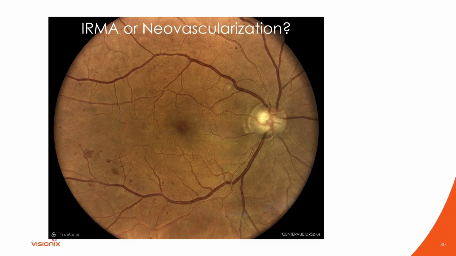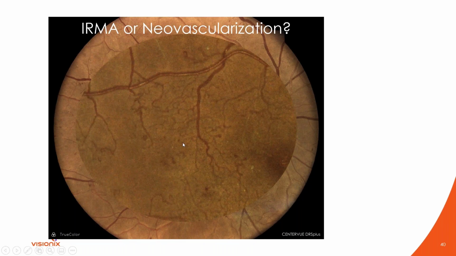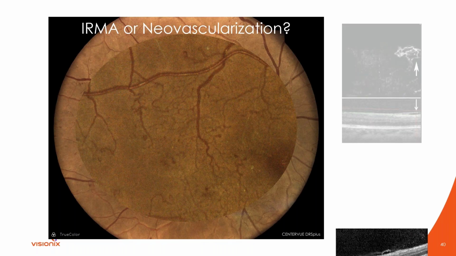This is another classic case of, does this patient have IRMA? Do they have neovascularization? And you can see here that there are anomalous vessels everywhere, just tons and tons of anomalous vessels. So I'm going to show you here how to use the slabs, or customizing the slabs, as I said before. Here's a nice big magnified view of those anomalous vessels.